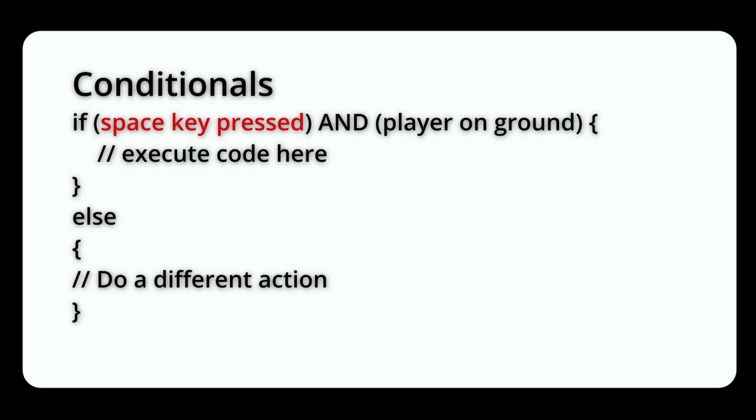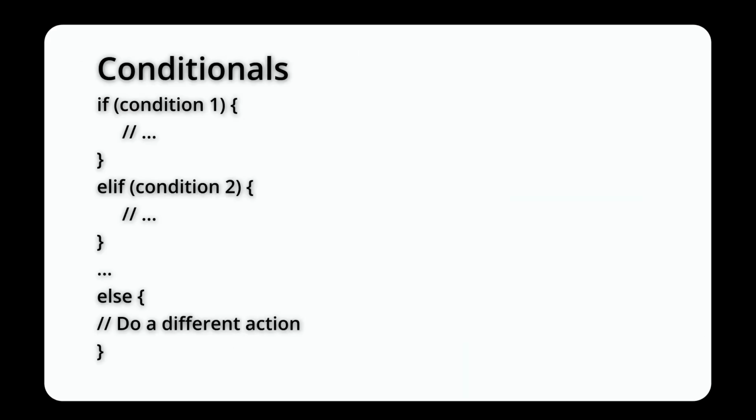If the space key is pressed and the player is on the ground, then we execute the code within the curly brackets. Else, we do something else. If we want to chain conditionals, we can add as many conditions as we want below the if, using the elif keyword. So we can say if condition 1, execute code, else if condition 2, we execute the code, etc., until our final else condition.